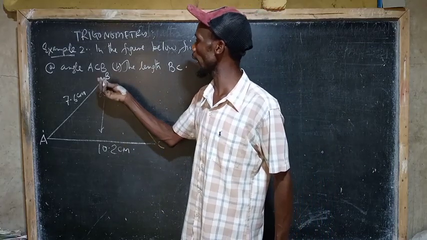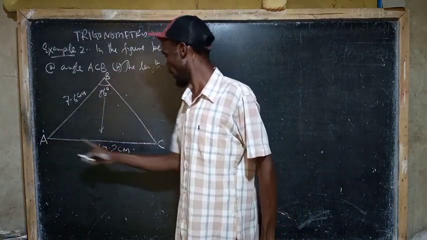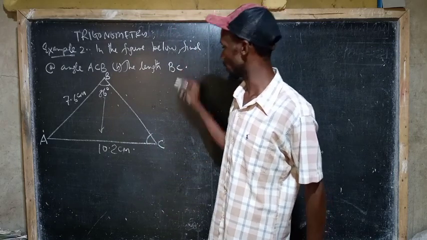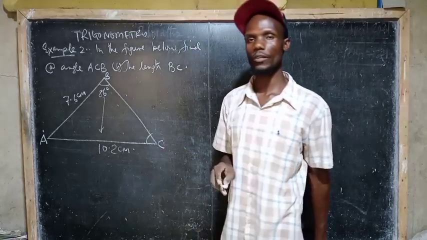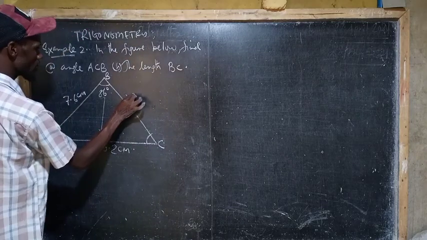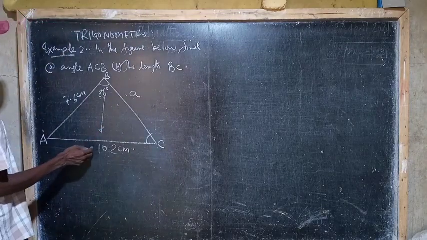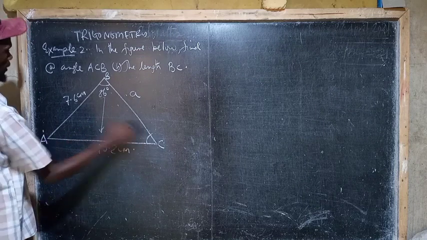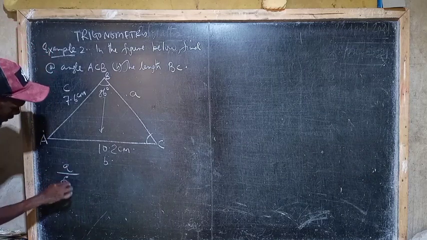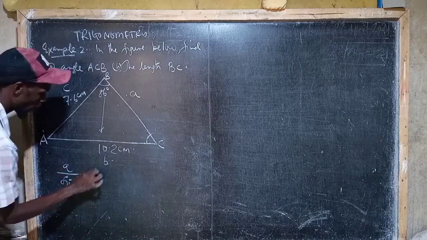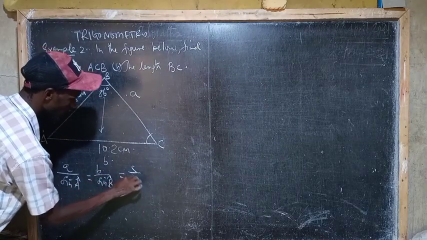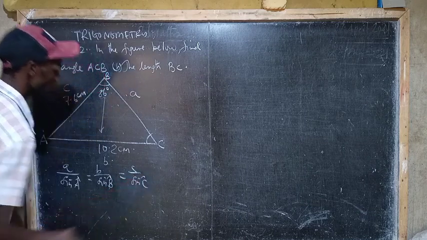Example from here, we've been taught angle ACB. ACB means we are looking for this angle. And length BC. We are looking for those things. So you have to remember about those things that I've said. Now, we said this is A, and this is A, and this is C, and this is B. Therefore, we start with A over sine of an angle A is equal now to B over sine of an angle B is equal now to C over sine of an angle C. This is what I have.